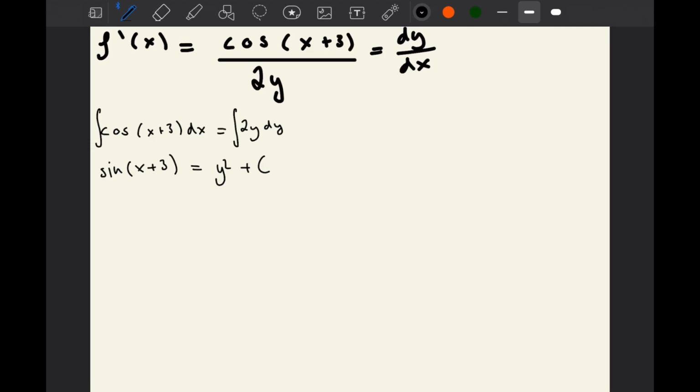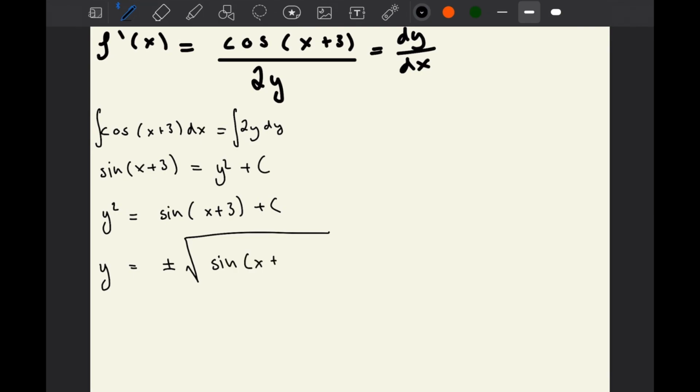Because now we have our y's. So what do we do next? Let's separate this a bit. Let's put the y on the left hand side. We're going to have y squared is equal to sine of x plus 3 plus c. And then our y is going to equal the positive or negative square root of sine of x plus 3 plus c.